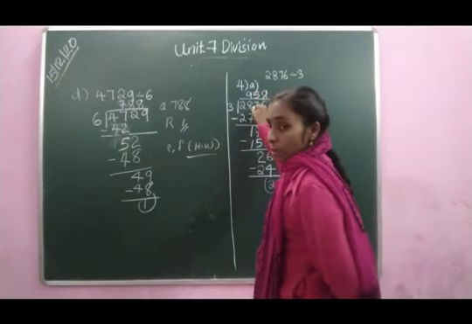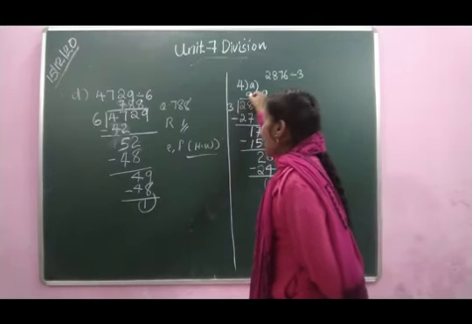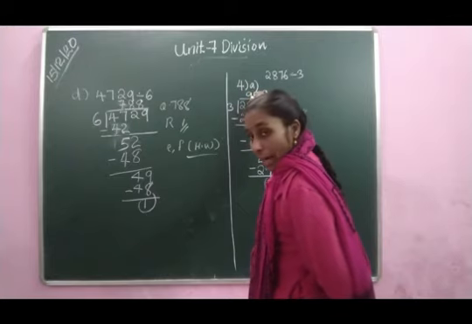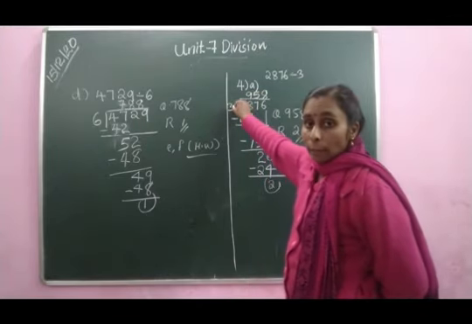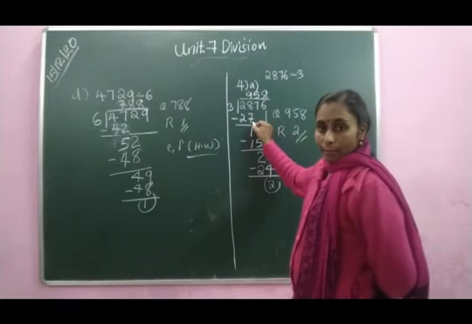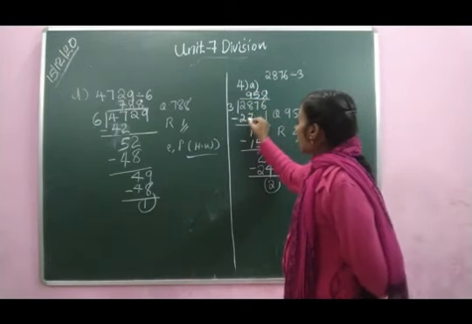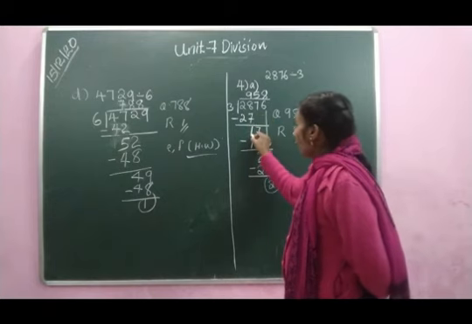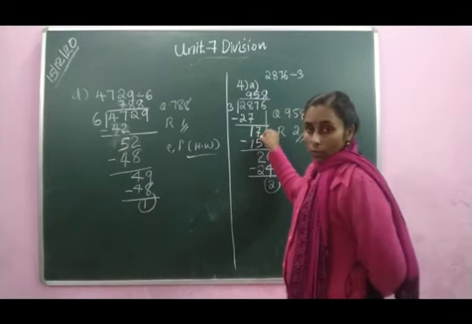28. How many times 3 is in 28? 9 times. After writing 9 here, we have to do the multiplication. 9 3s are 27. Then 28 minus 27, 1, and 7 comes down.